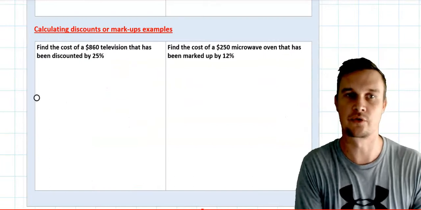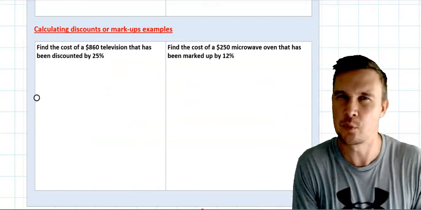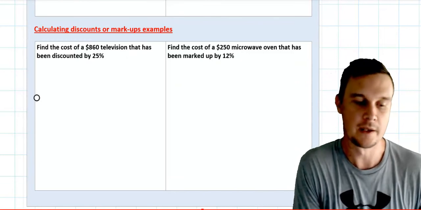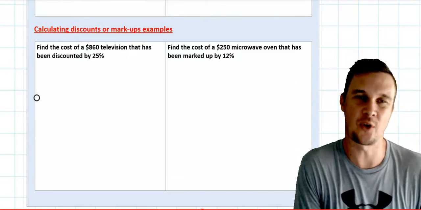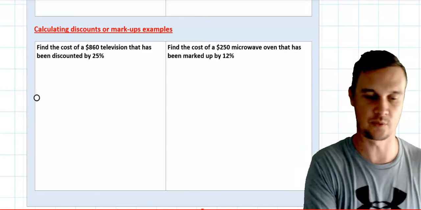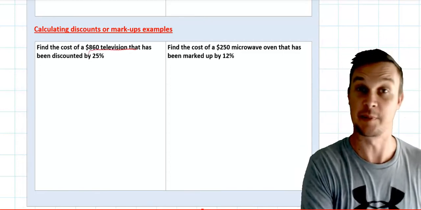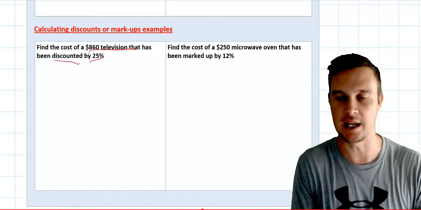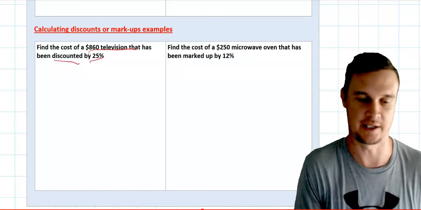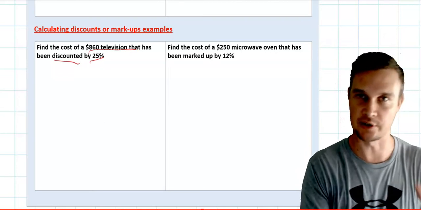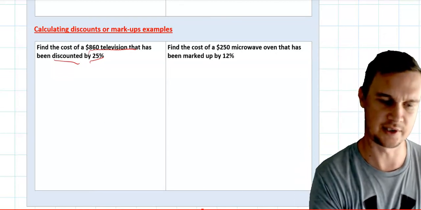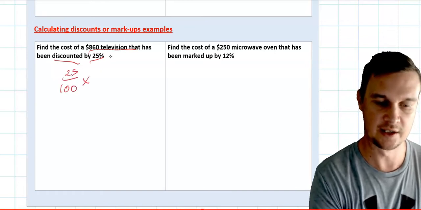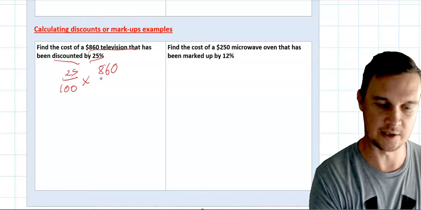Now we're going to give you a few real world examples, or look at different terminology that we might see in everyday life. We're going to do 2 examples here. The first one is, can you find the cost of the $860 television? We looked at this one at the start, that has been discounted by 25%. I'm going to underline the word discounted, because that's going to be the key term that we'll need to understand. As always, we'll go through the process. I need to find 25% of 860 first, so I have 25 over 100 times 860 over 1.